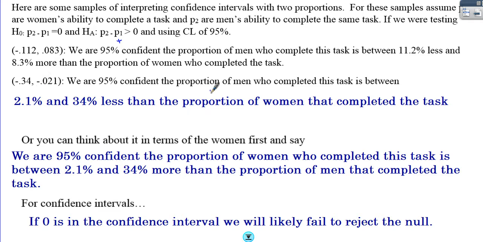So that's a little bit about confidence intervals. So remember, they didn't go away. They're coming back.